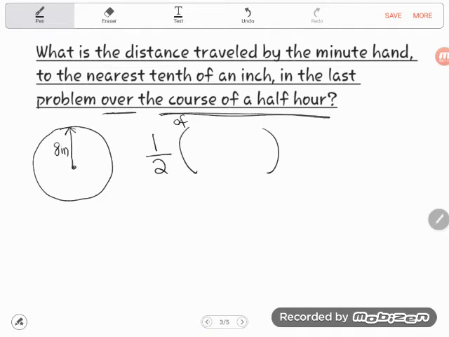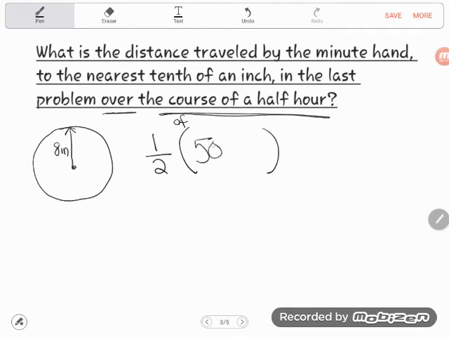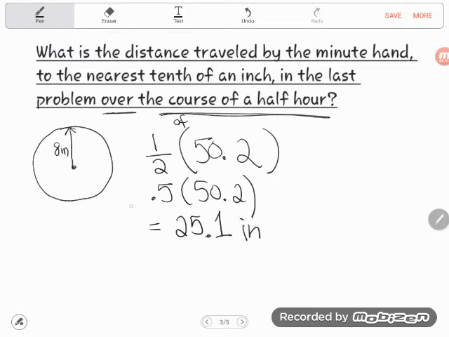Let's go back and look at it. The circumference was 50.2 inches. So guess what? If in a full hour he goes 50.2 inches, in a half hour he's going to go half of that, half of 50.2 inches. So I saw the particular student who sent me this used 0.5 for 1/2. You certainly can do that if it's easier to type in your calculator than typing in 1/2. So 0.5 times 50.2. Still, other students would divide by 2 in order to find half of something. It'll give you the same answer. Okay, so I get 25.1 inches this time.